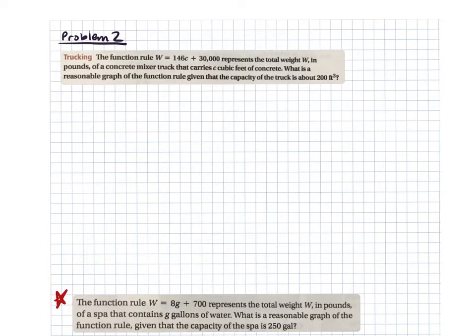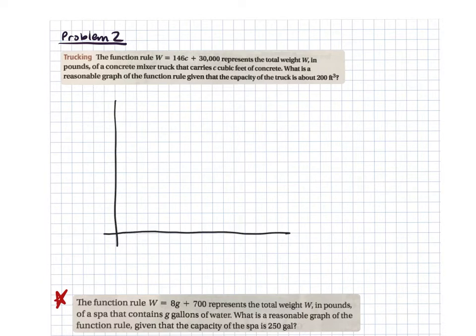Okay, moving on. So this one is a word problem. Here we have a function rule where W is the total weight and C is the cubic feet of concrete in a concrete mixer truck. So what's a reasonable graph for this function if the capacity of the truck is about 200 cubic feet? Okay, so this one we're just going to be dealing with the positives. All right, so quadrant 1.